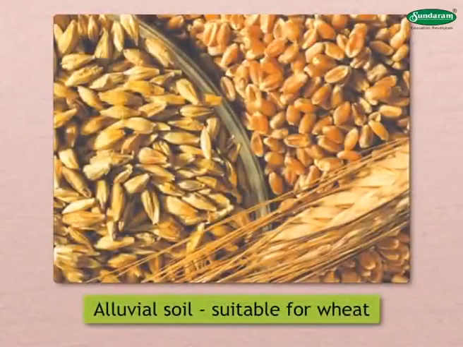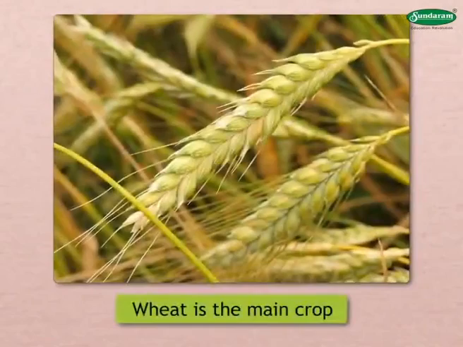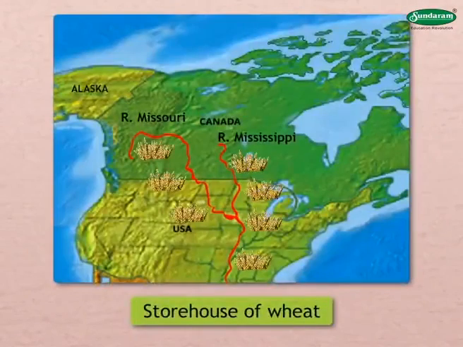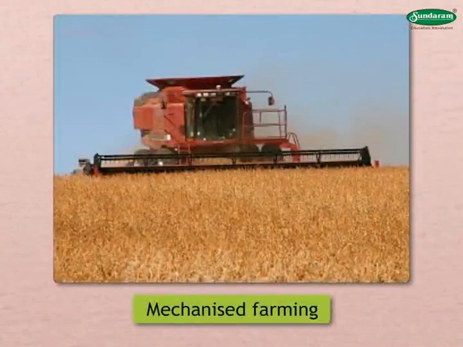These soils are suitable for wheat. Therefore, wheat is the main crop here. This region has become a storehouse of wheat on a global scale. Agriculture in this area has flourished due to the riverine location. Large-scale mechanized farming is characteristic of this region.